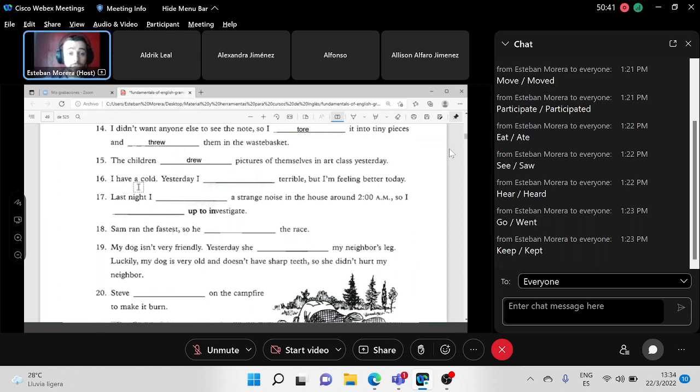Number 16, I have a cold. Yesterday, terrible, but I am feeling better today. In this case, we can use felt, which is the past tense of feel. Feel in the present, felt in the past tense.